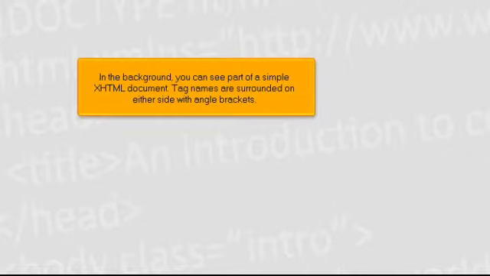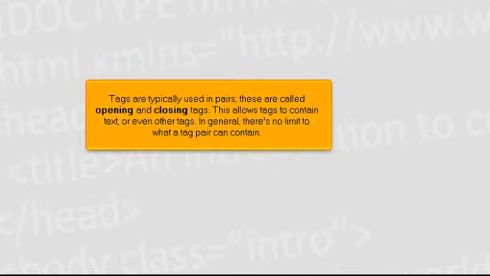In the background, you can see part of a simple XHTML document. Tag names are surrounded on either side with angle brackets. Tags are typically used in pairs. These are called opening and closing tags. This allows tags to contain text or even other tags. In general, there's no limit to what a tag pair can contain.